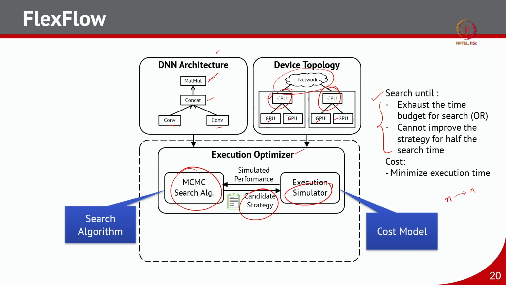the cost is to minimize the execution time. So, to minimize the execution time of the DNN training. So, this is the cost model. So, overall this is the cost model, execution simulator, and this is a search algorithm.